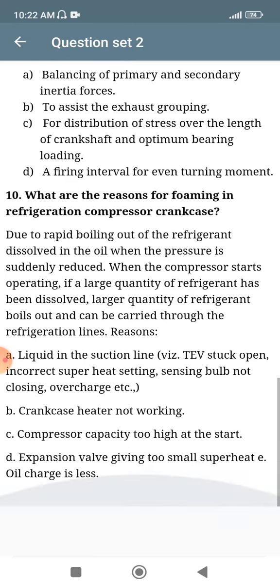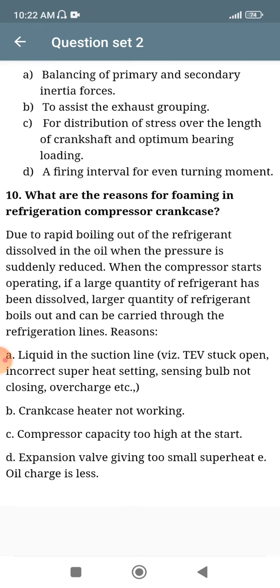What is the reason for foaming in the refrigeration compressor crankcase? These are also questions that we already discussed. The reason is rapid boiling out of refrigerant dissolved in the oil when the pressure is suddenly reduced.